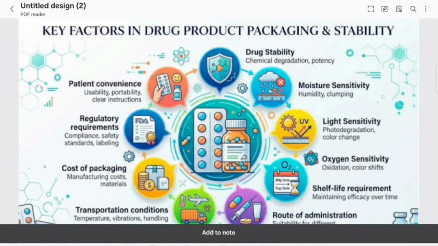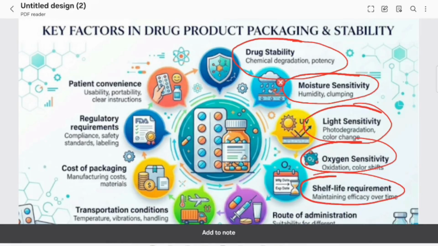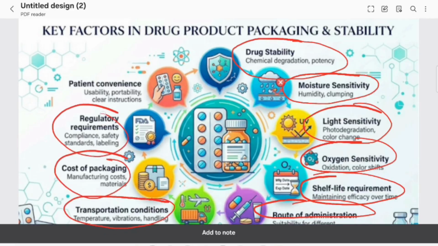Before selecting the packing material, there are various points which are taken into consideration. For example, drug stability, moisture sensitivity of the formulation, light sensitivity of the formulation, oxygen sensitivity, shelf life of the formulation, then route of administration, transportation conditions, cost of packing, regulatory requirements, then patient convenience. So all these factors are taken into consideration while selecting the packing materials.